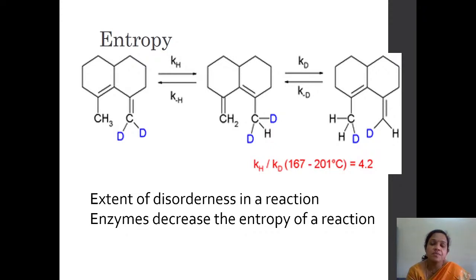One more thing we have seen is substrate strain. In substrate strain, what will happen? When both of them bind, they will stretch the active site in such a way that the stretching and the strain at the active site will decrease the activation energy. Next is entropy. The disorderliness when a reaction occurs is decreased by the enzymes, and in that way it will decrease the activation energy of that particular reaction. So this is the mechanism of enzyme catalysis.